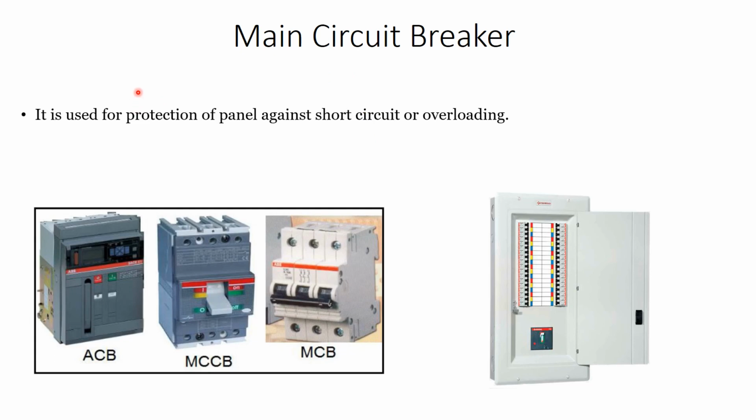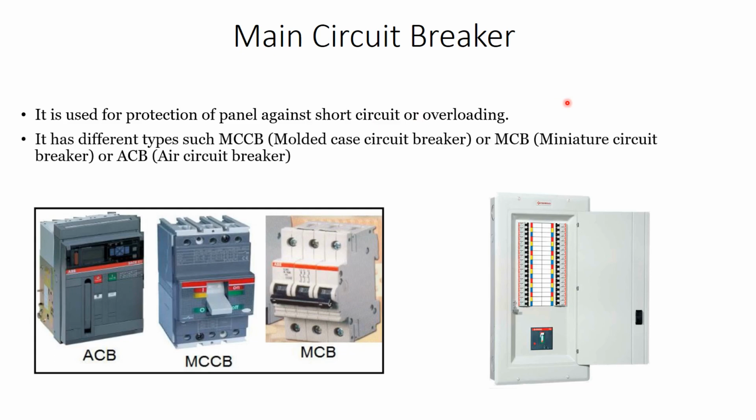It's used for protection of the panel against short circuit or overloading. It has different types, as we have seen: MCCB or the molded case circuit breaker, MCB or the miniature circuit breaker, or ACB or air circuit breaker. The main circuit breaker takes the connection between the incoming and outgoing cables to the busbars. We'll see all of this in the next slide of the busbars.